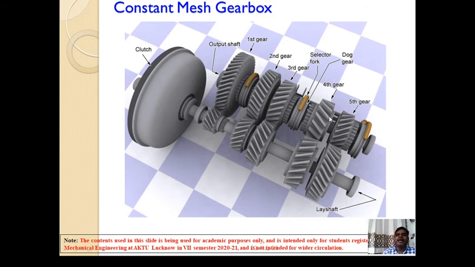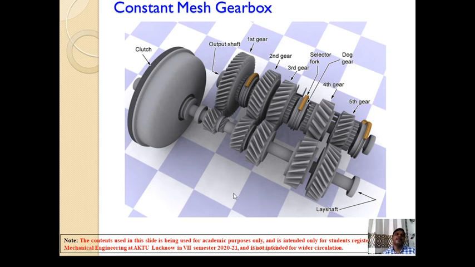When we want to move at very high speed, we want to shift to fifth gear. In order to shift to fifth gear, we have to again operate the selector fork such that this dog gear is engaged. When this dog gear is moved to the left, this will engage the fifth gear with the main shaft, and the output will be transmitted from the clutch to the fifth gear to the main shaft using this dog gear.